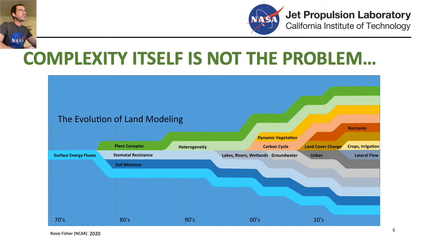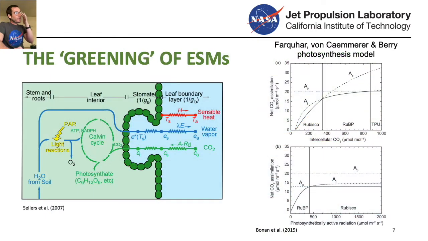So lakes and rivers, the carbon cycle, land cover change, urban surfaces. I was working with E3SM the other day, and they even have a representation of the heating from air conditioning from cities. So we are actually representing a lot of things in these models nowadays. So when we talk about the revolution in land surface models, we really think about the greening of ESMs.